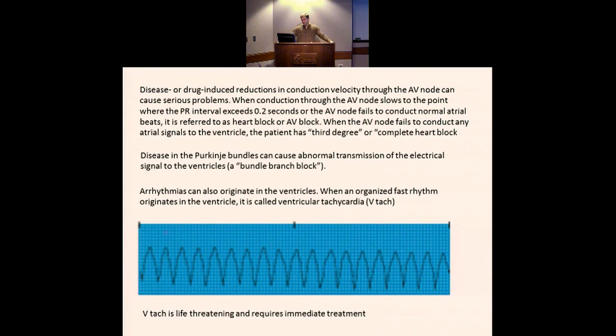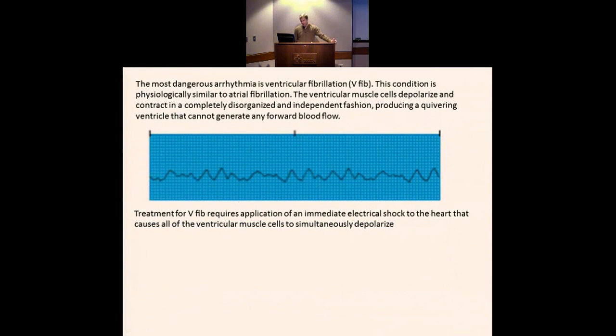So anytime you have a VTAC, by itself wouldn't be that bad, except that A, your atria aren't working, and B, your ventricles are going so fast that you're not getting any oxygenation to parts of your body. So it's life-threatening and requires immediate treatment here. That's VFib. This is the most dangerous arrhythmia.